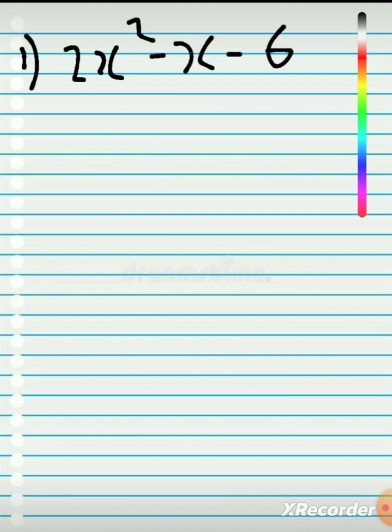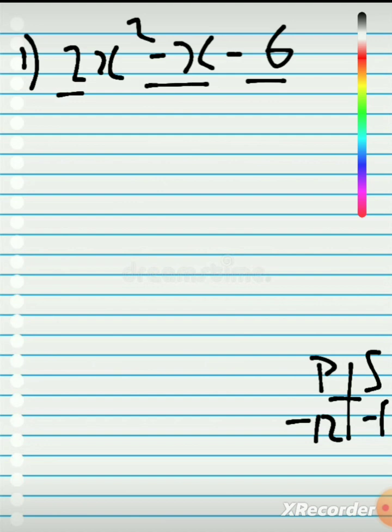We got question I. So question I, this has changed. Now it's a quadratic expression, 2x squared minus x minus 6. So we go to product and sum. So what's the product? Product, we get it by multiplying the coefficient of the x squared term and negative 6. So 2 times negative 6 is negative 12. Sum is the coefficient of the x term here, which is just an invisible negative 1 there.